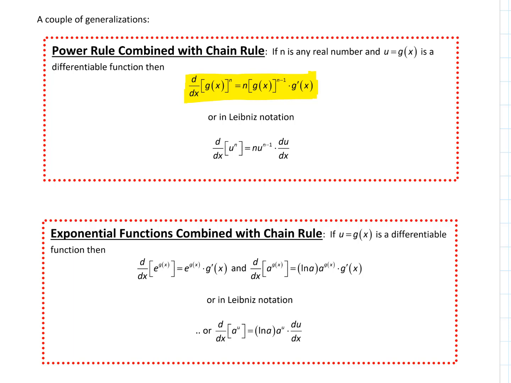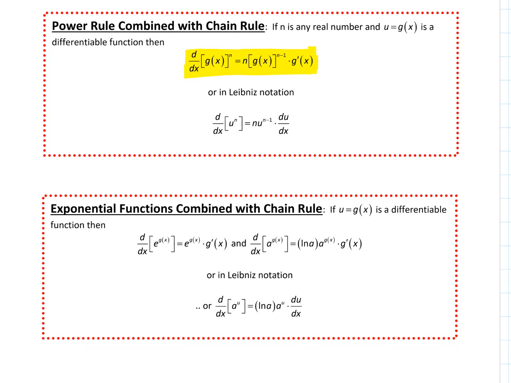And similarly, if we have an exponential function and we've composed a function g of x into that exponential function, so we've got a function in the exponent of an exponential function, then if the base is e, the derivative is going to be e to the g of x times g prime of x. And if the base is anything other than e, say a, then remember, we have that natural log of a constant that pops out too.